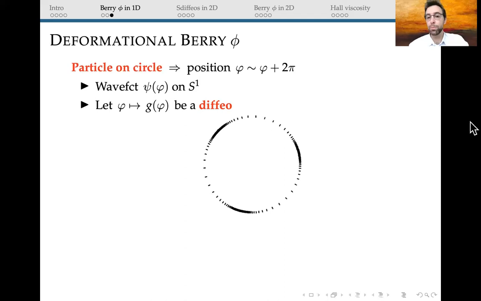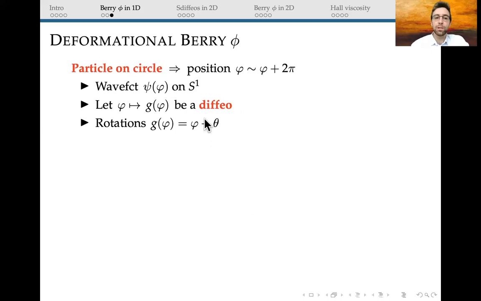Notice that rotations are especially simple to write in terms of functions. We can write them in this way. And in particular, this gives you the intuition for what kinds of functions these are. You can think of any such diffeomorphism as essentially a rotation plus some 2-pi periodic function that you can add here on the right. That's really how you can think of diffeomorphisms.